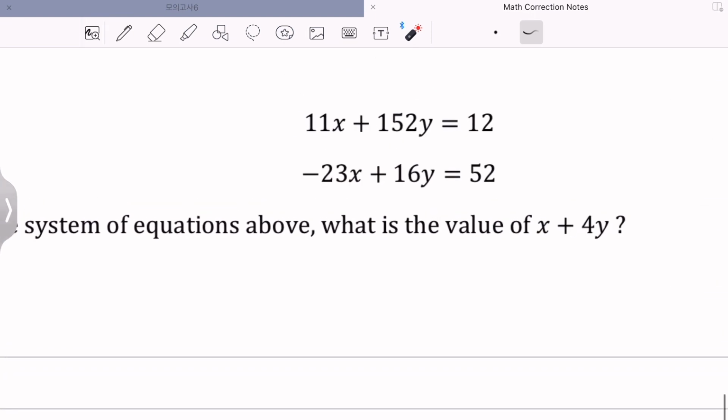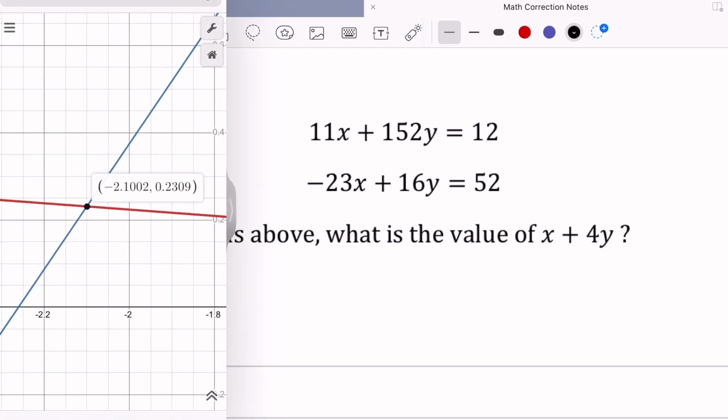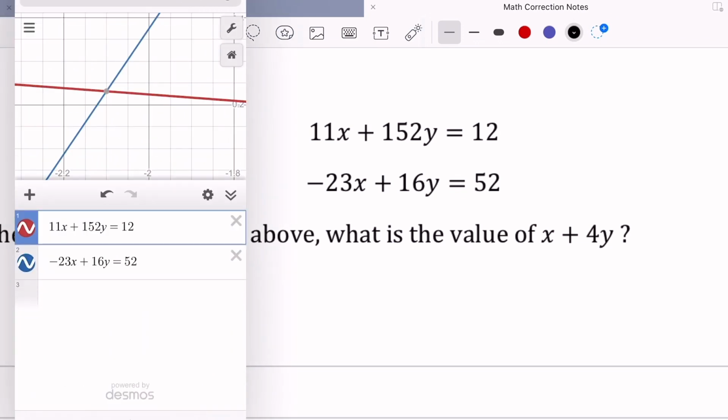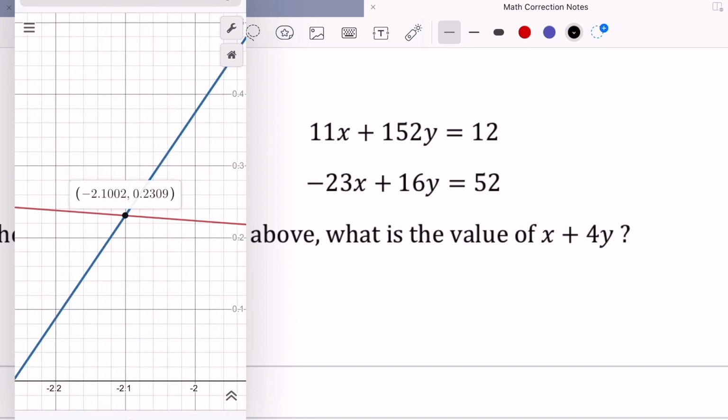So for this kind of question, asking for the solution of the two graphs, first of all, you can just solve it by hand, or you can put these graphs in the graphing calculator or in Desmos and find the point where the two graphs intersect, which is the solution of the two graphs. So for me, I will put these in Desmos. I put these two graphs in Desmos, and the point would be the solution.